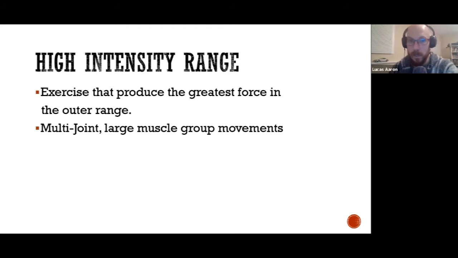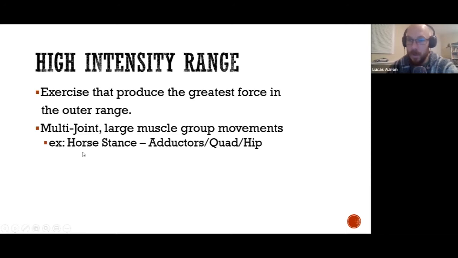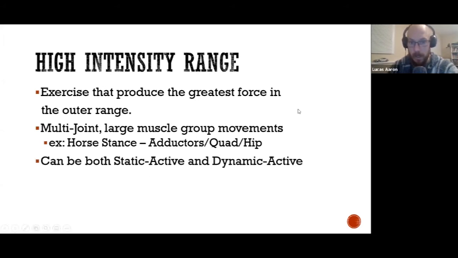These exercises also should be looked at as multi-joint, large muscle group movements. As an example, the horse stance is a good example of that. The horse stance would be more all-encompassing to the adductors in one exercise. It also recruits the quads and the hips as well. So it's a very large, very big movement. And within that and how we prescribe it, it becomes a high intensity range of strength exercise. This would be the big difference between traditional flexibility and the way of thinking we're presenting in this lesson, in this certification.